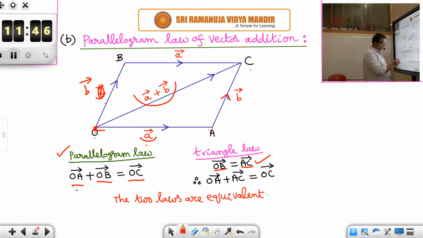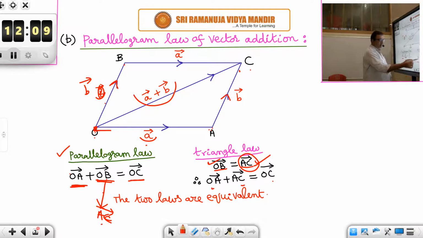Here, in place of OB, see, this is the parallelogram law, is it not? OA plus OB is equal to OC. In place of OB, I am putting AC because OB is equal to AC. Then what happens to the law? OA plus AC is equal to OC, correct. See the diagram? OA plus AC is equal to OC.